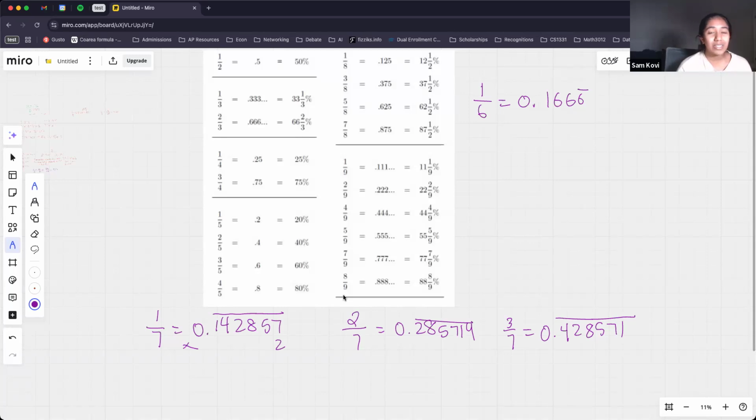Also, some of you guys are asking about the notation. The bar on top shows that this is repeating. I feel like I covered that once, but just in case I didn't, the bar on top shows that it's repeating.